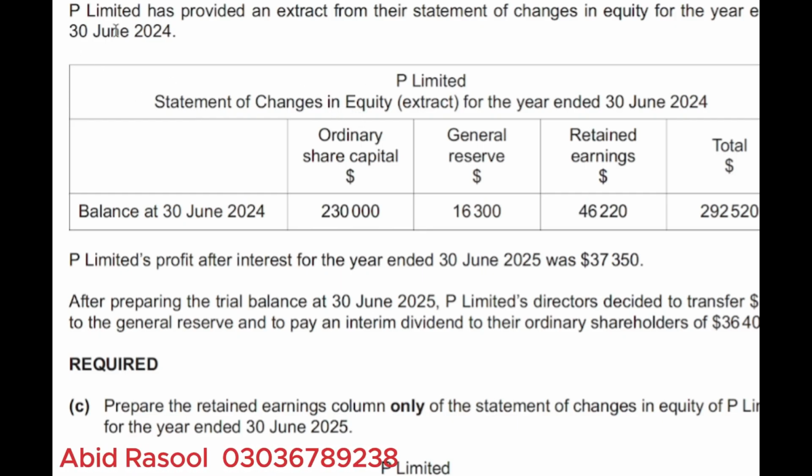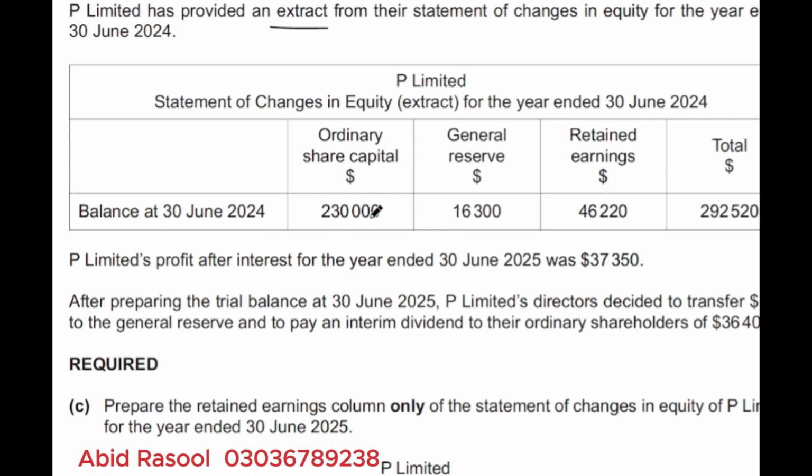Let's start. P Limited has provided an extract from their statement of changes in the equity for the year ended 30th June 2024. They have given us an extract. Extract means the part of something, not the whole of something. Okay, it is showing the balances of these things.